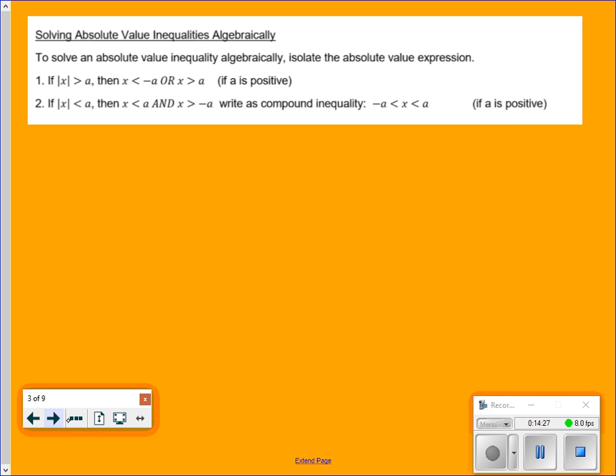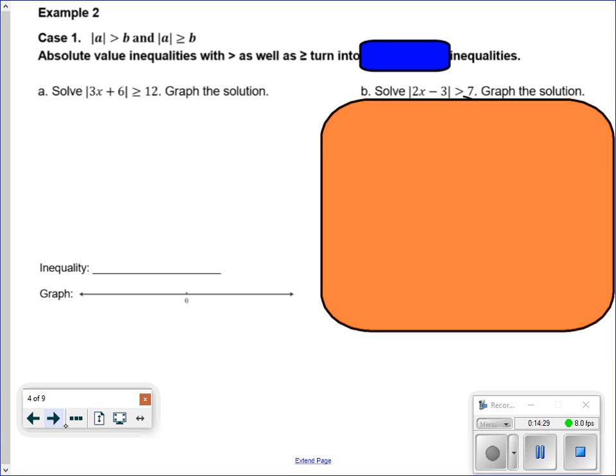So we're going to keep going. You can look at that again if you want to, but we're going to do a problem. For case 1, problem A, we're told to solve the absolute value of 3x plus 6 is greater than or equal to 12. Then we're going to graph the solution. Solving these out is going to be the exact same thing we did in 2.2. Isolate the absolute value first, take it out by making your 2 cases, and go from there.